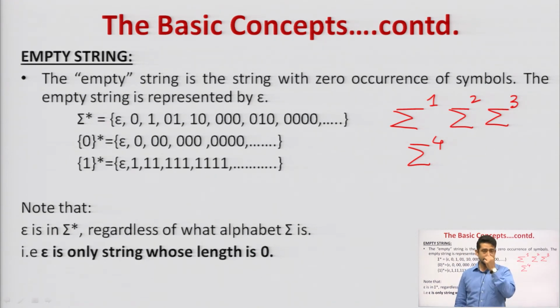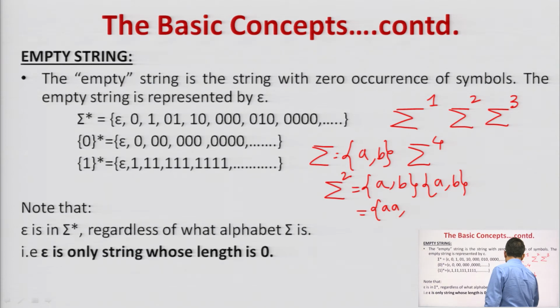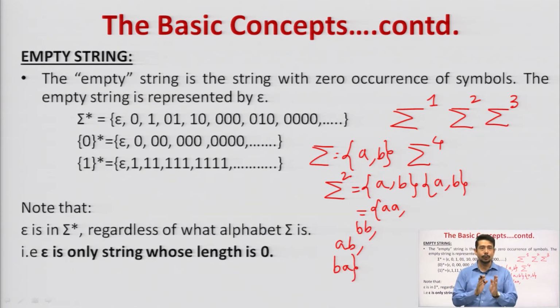That means if we take, suppose, A comma B, and if I take it to the power 2, then it will be like this: A comma B, A comma B. So altogether we can write it like this: A A, A B, B A, and B B. I hope it is clear. So these are the 4 strings that we will be getting if we take the power.